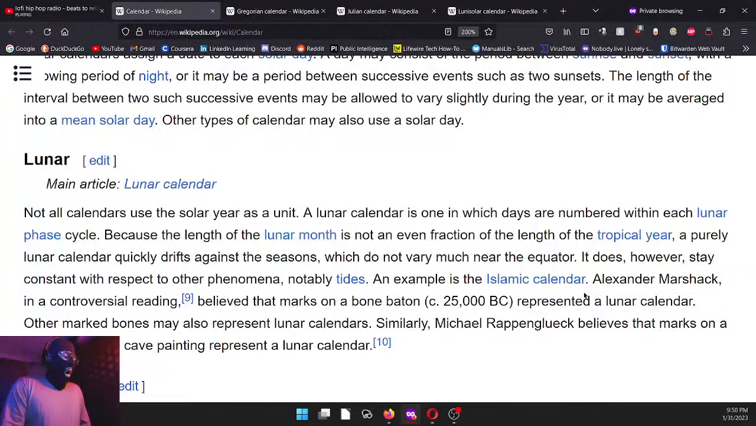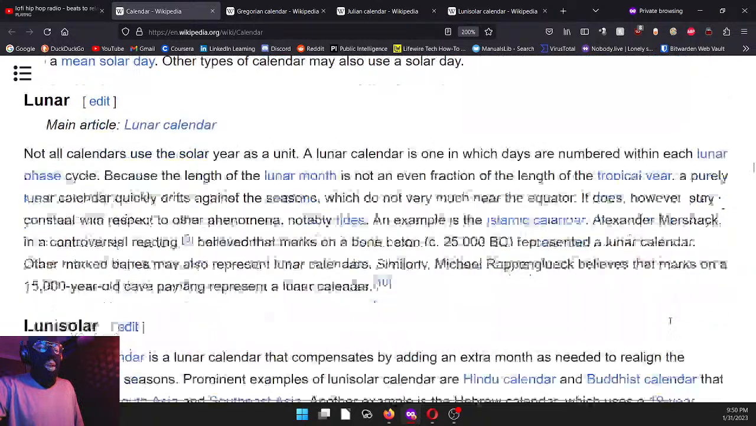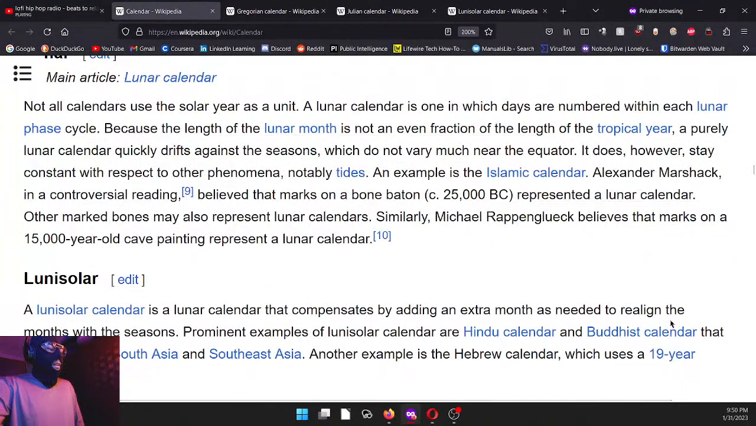Lunar. Not all calendars use the solar year as a unit. A lunar calendar is one in which days are numbered with each lunar phase cycle, because the length of the lunar month is not an even fraction of the length of the tropical year. A purely lunar calendar quickly drifts against the seasons, which do not vary much near the equator. It does, however, stay constant with respect to other phenomena, notably tides. An example is the Islamic calendar.